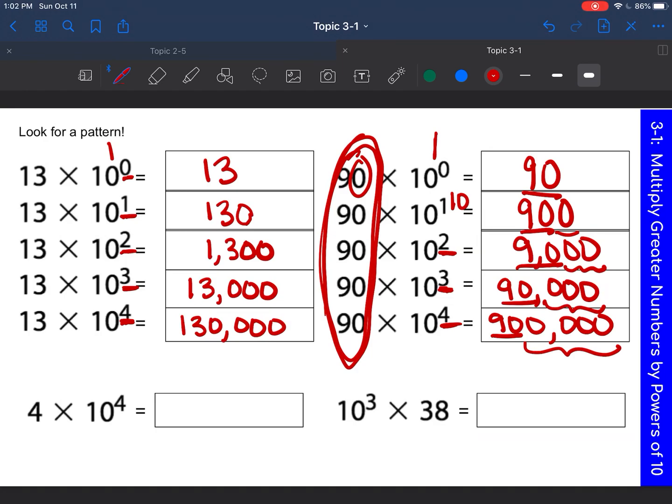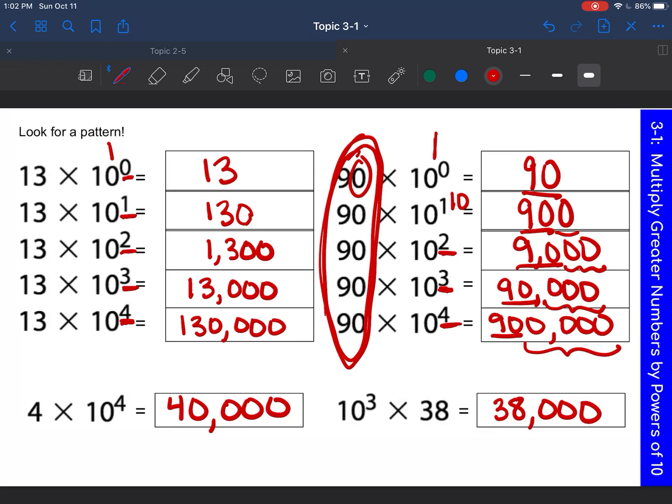Let's look at these examples. 4 times 10 to the power of 4. 10 to the power of 4 is 10 times 10 times 10 times 10, or 10,000. So 4 times 10,000 would be 40,000. The next problem is 10 to the power of 3 times 38. We know 10 to the power of 3 is 10 times 10 times 10, or 1,000. So 38 times 1,000 is 38,000.